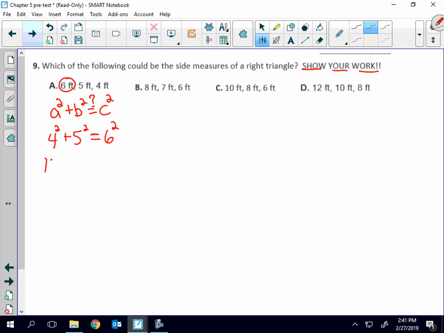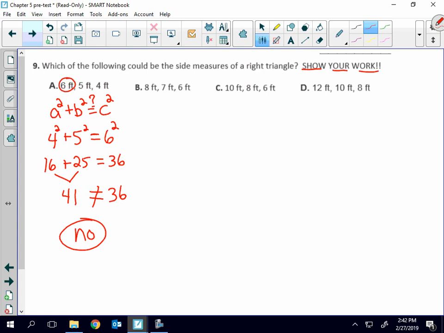4 times 4 is 16. 5 times 5 is 25. 6 times 6 is 36. Do these two add to 36? 16 and 25 gives me 41, which does not equal 36. So if they don't equal, it is not a right triangle.